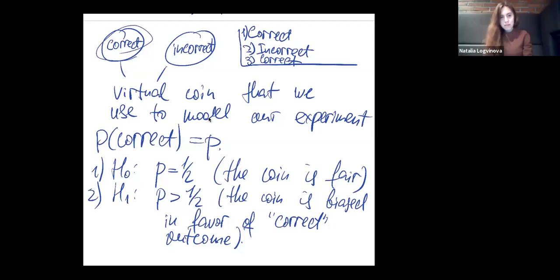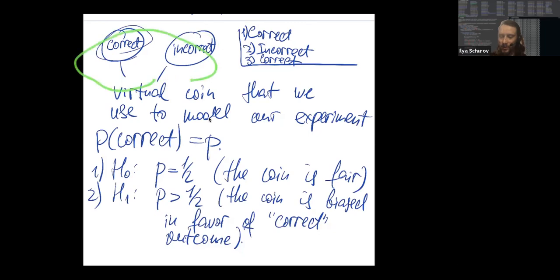Yeah, maybe if you say why we need this abstraction. Well, it is a very convenient way to restate different experiments and different processes in terms of something very simple like this coin tossing.